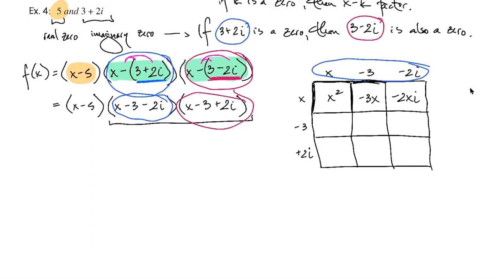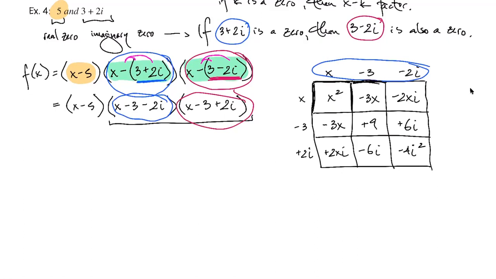Just multiplying x times all of those, okay? But I'm going to go through and do the same thing with the second row and the third row. So negative 3x plus 9 plus 6i plus 2xi minus 6xi. Nope, sorry, minus 6i. And then minus 4i squared.